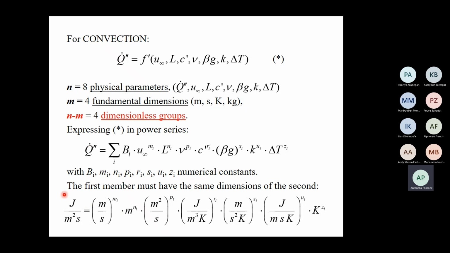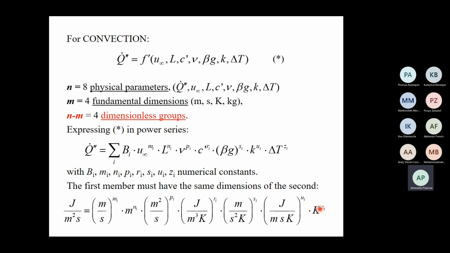Heat flux units are joule divided by second, that is watt per square meter, and the same for the second. This is the velocity, U infinity, units meter per second, L is length in meters, square meter divided by second is the kinematic viscosity, heat capacity is joule per cubic meter Kelvin, beta g is meter divided by second squared Kelvin, k thermal conductivity is watt per meter Kelvin, that means joule per meter second Kelvin, and delta T in Kelvin.